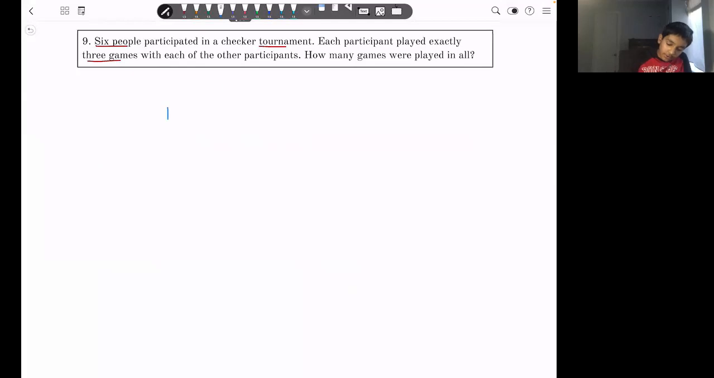So try solving this on your own. So here's some hints. 1, 2, 3, 4, 5, 6. And each participant plays 3 games. So how can we do this problem? So try it on your own, and I'll give a hint after some time.